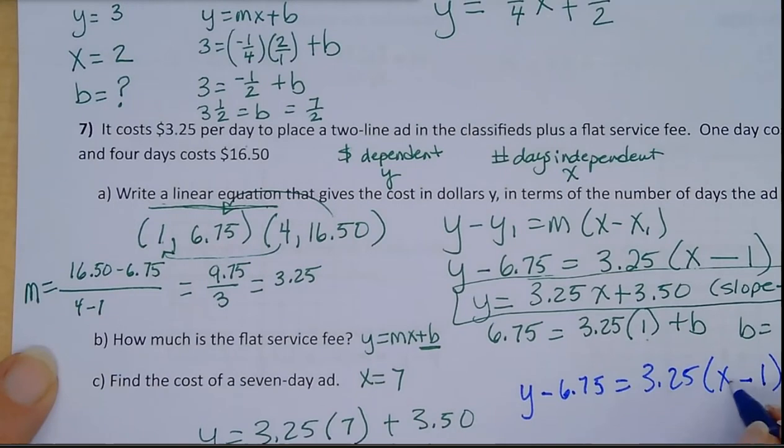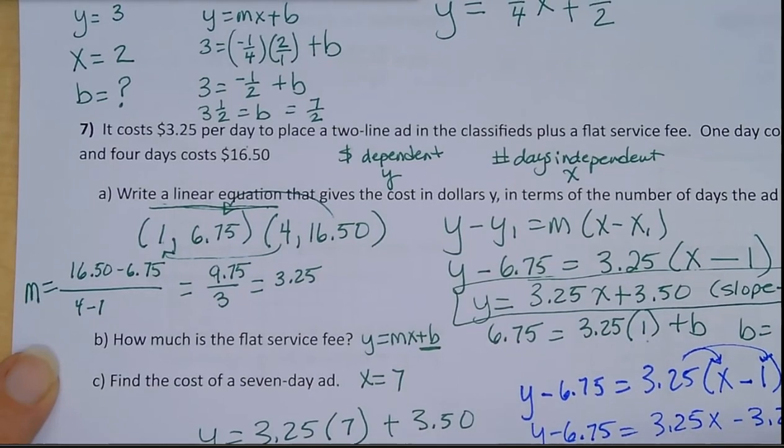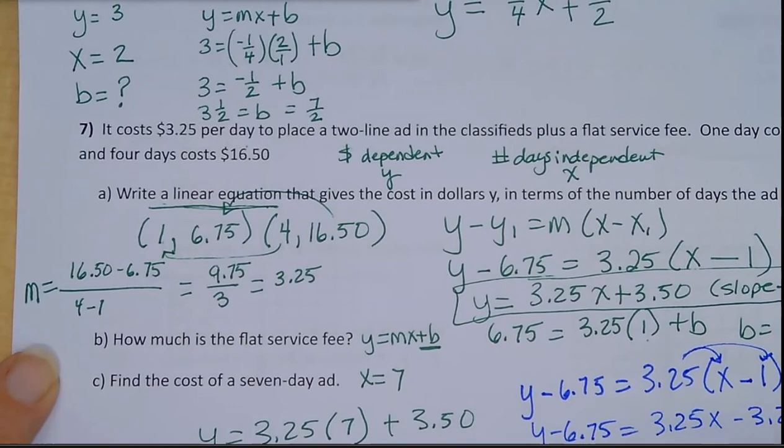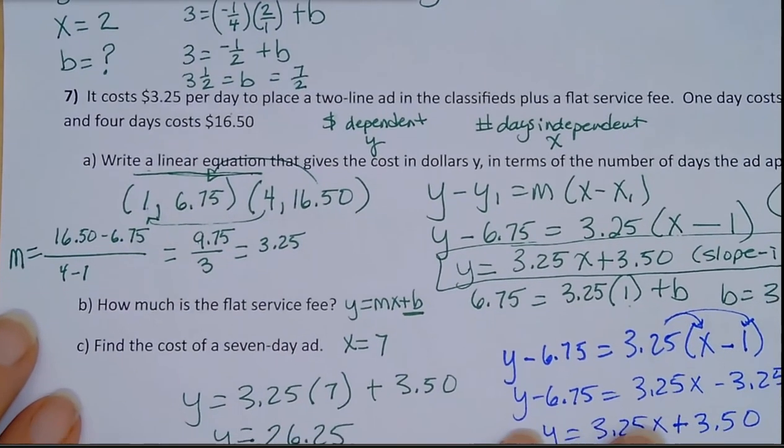Okay, so I have to simplify over here. I have y minus 675 equals 3.25x minus 3.25. I just distributed. I'm going to add 675 to each side. Y equals 3.25x. I'm going to add 675, so I get plus 350. And they told me my x is 7. And when I plug in 7, you can see it's exactly this math, 3.25 times 7, and then plus 350. Oh my goodness, you couldn't quite see all of my numbers. I'm so sorry.